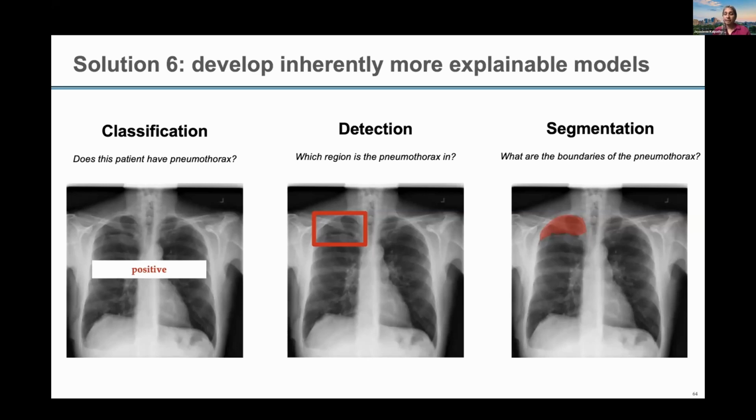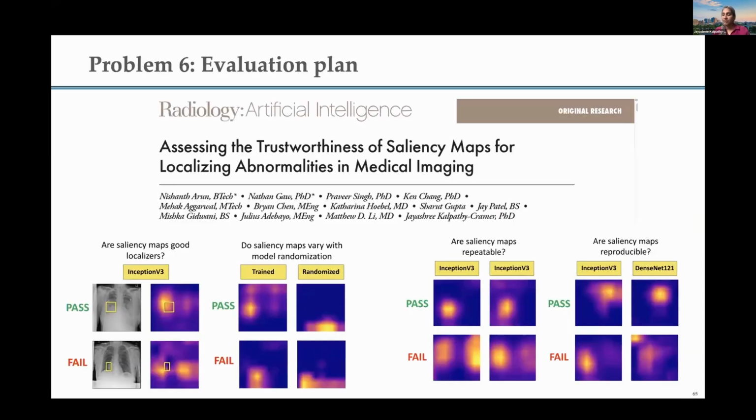Segmentations can be good too. Again, if you have a model that says, here's an area and here's where it is, that might be useful. So we have a plan that we suggested might be useful to evaluate how good these saliency or other approaches are.